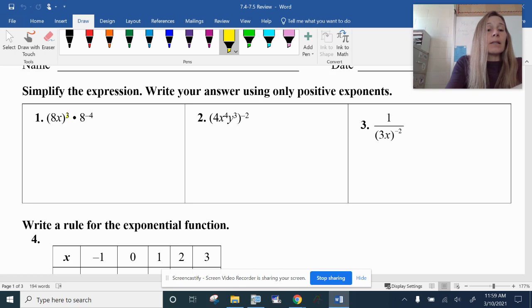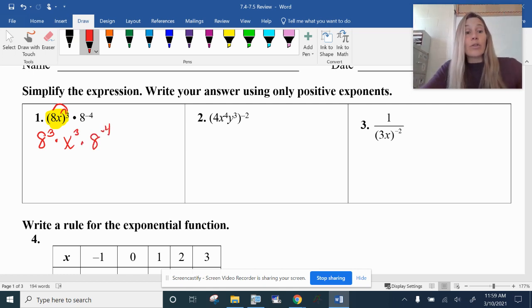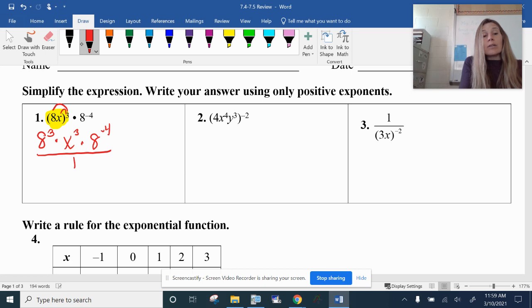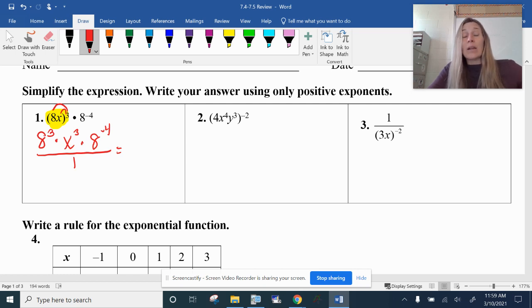So with that being said, this first piece here, I'm going to need to simplify first by getting rid of my parentheses. And I can do that by bringing that exponent of 3 to my 8, as well as bringing it to the x. So now I have 8 to the third times x to the third times 8 to the negative fourth power. Once I remove my parentheses, I like to get rid of negative exponents. And if you remember, the way to do that is to move the term with the negative exponent to the opposite side of the fraction bar.